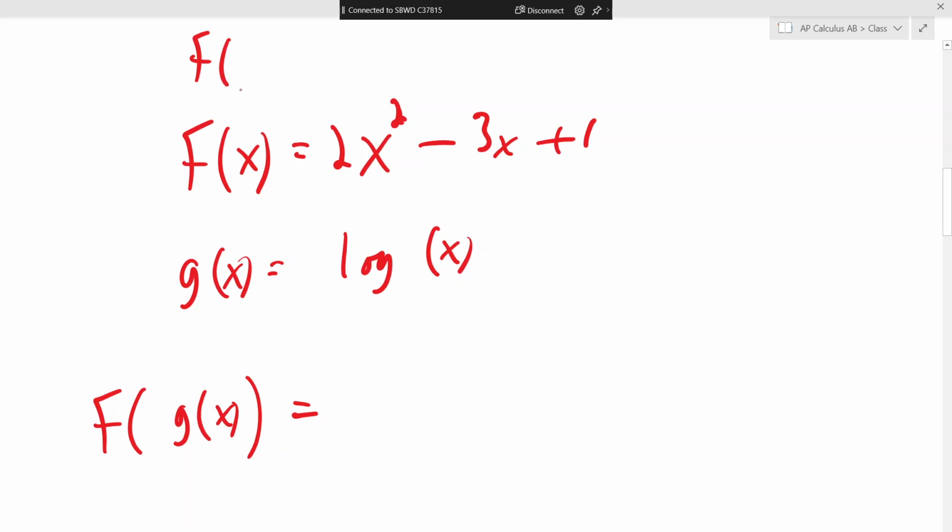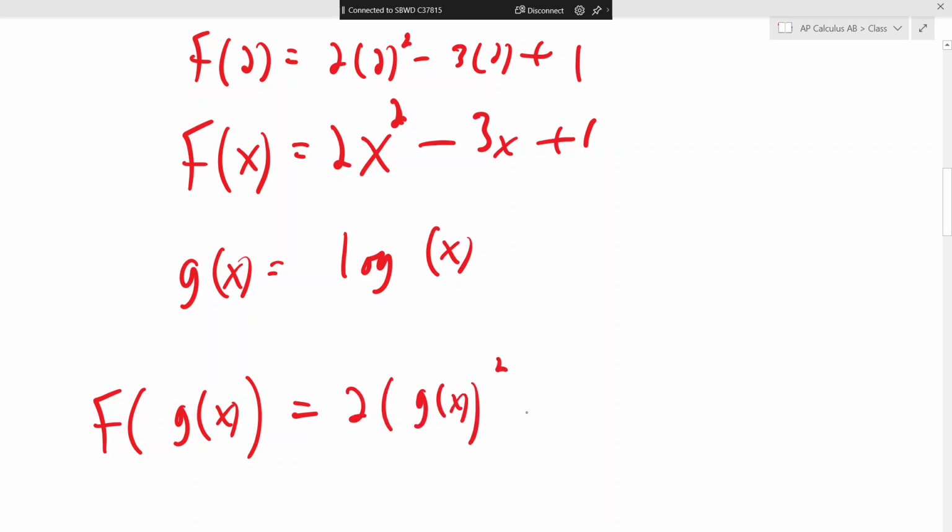Everybody knows this, right? If I said, hey, what's f of 2? You'd plug 2 in, right? 2 times 2 squared minus 3 times 2 plus 1. So f of g of x says plug g of x in where you see x. So that is 2 g of x squared minus 3 g of x plus 1. But g of x is just log base 10, for whatever reason.